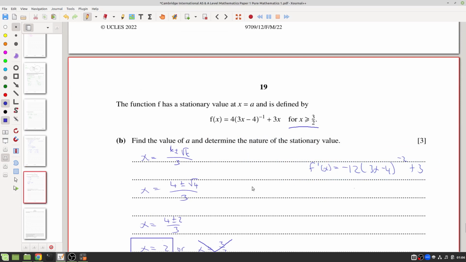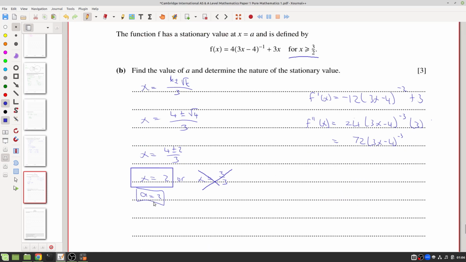So now we need to find the second derivative, so we need to differentiate that again. So second derivative, so negative 2 times negative 12 is 24. 3x minus 4 to the power negative 3 times derivative of the inside, which is 3, and then differentiating 3, we get 0. Okay, so let's simplify. That gives us 72, 3x minus 4 to the power negative 3.